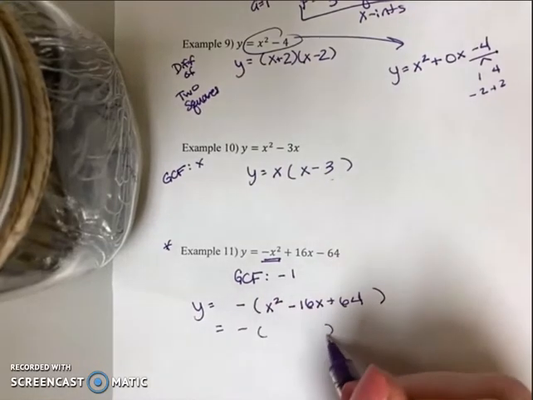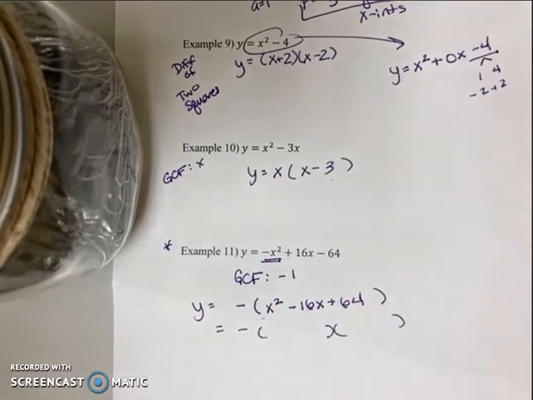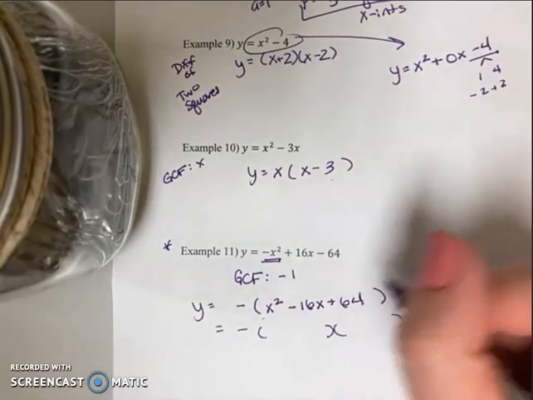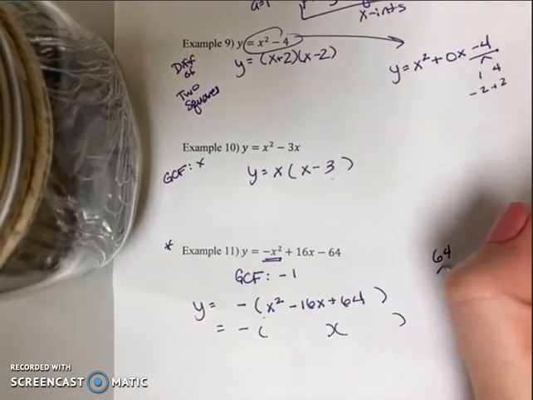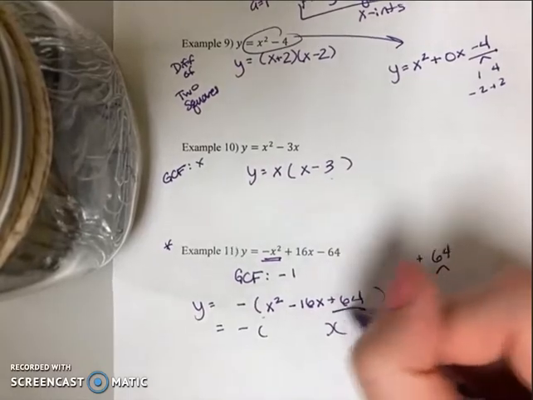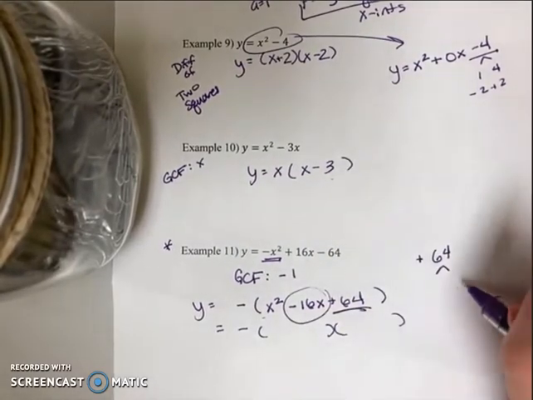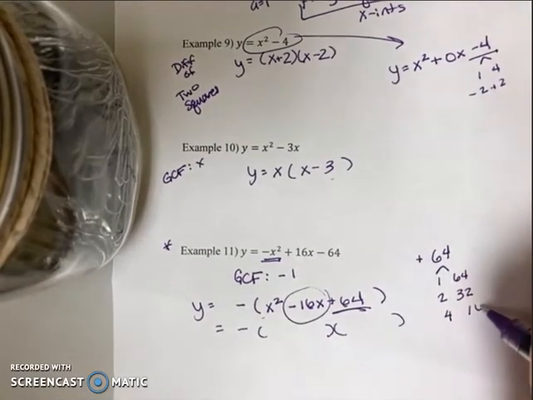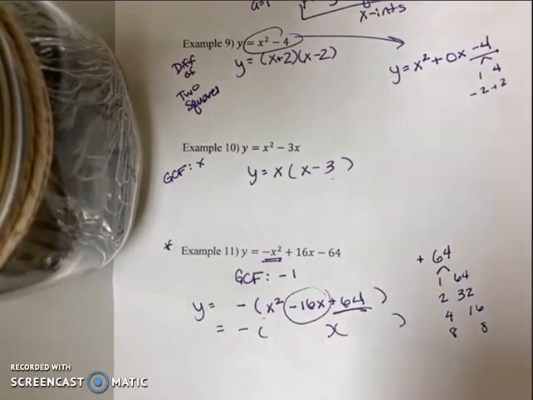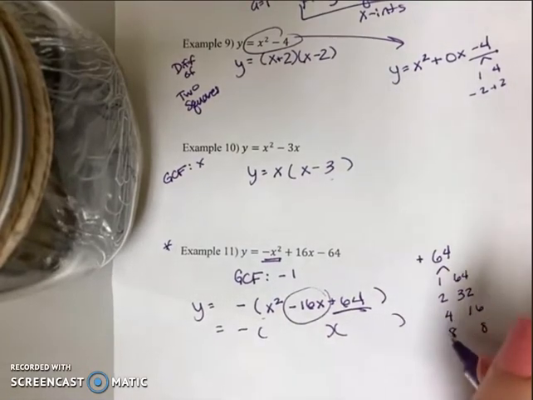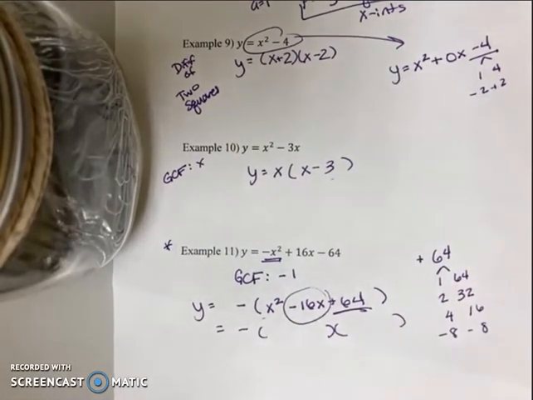Lucky for us, it's the easy one because a is equal to 1. So I can just list out all of the factors of 64. And using same signs, I want to get a negative 16x. So 1 and 64, 2 and 32, 4 and 16, 8 and 8. That would have to be negative 8 and negative 8.